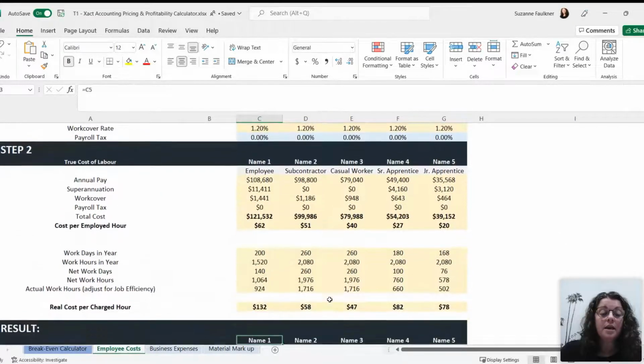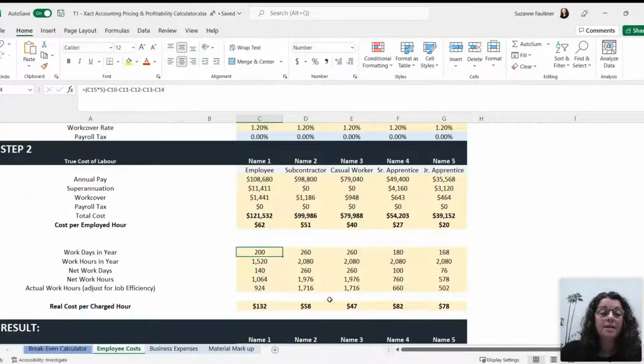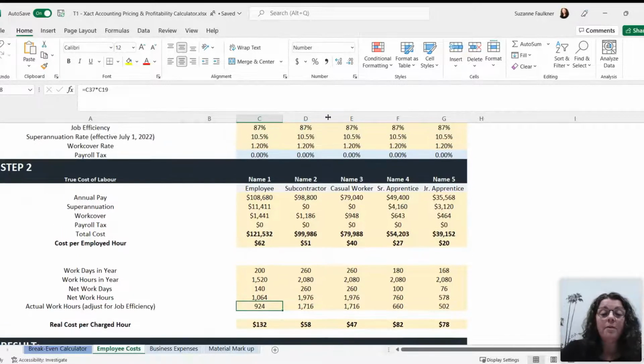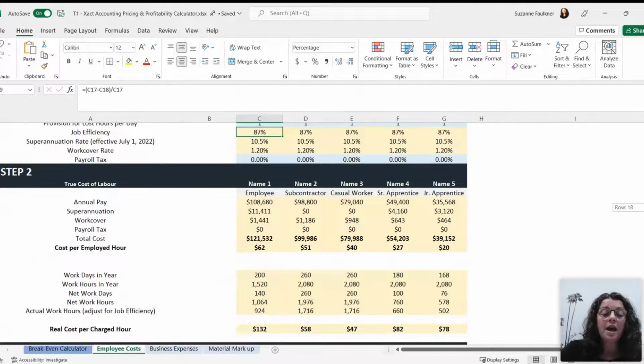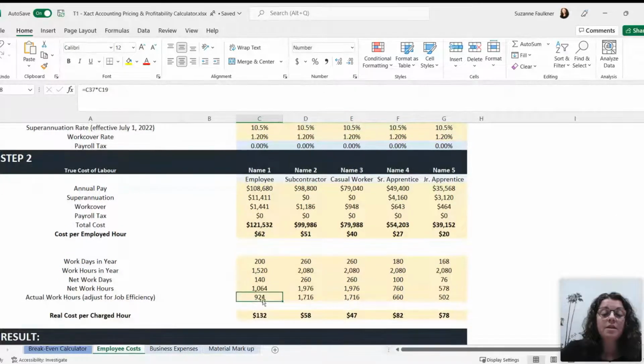If we pop on down here, so work days in the year, that's based on the calculations above as well. Work hours, the same as what we calculated before, so that's based on the adjustments we've made, gives us net working days of 140 in a year and net working hours for the year of 1,064. So actual work hours, adjusting for this job efficiency, which is up here where we've put in our 1 hour per day that they're not able to work, gives us 87% efficiency. And adjusting for that down here gives us 924 hours available for the year.